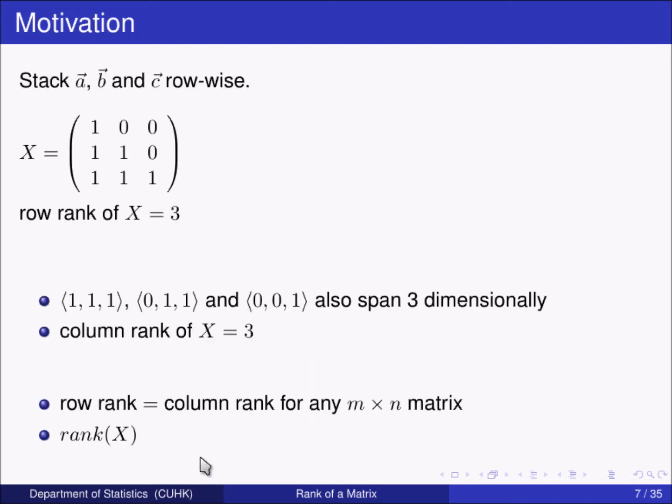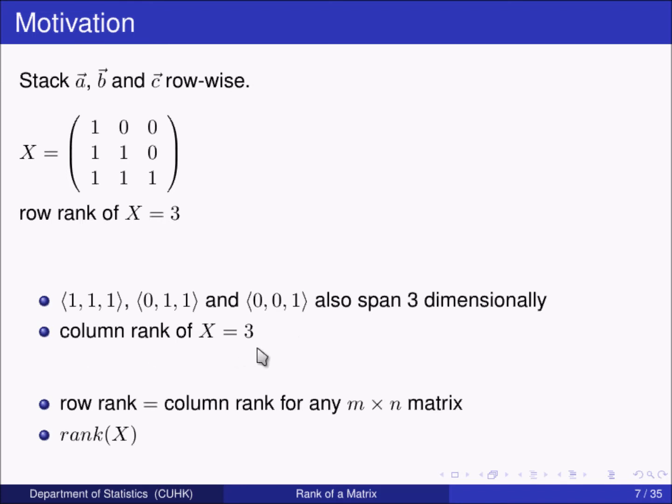When we align the three vectors to form a 3 by 3 matrix X, for instance by row, the maximum dimension the row vectors can span is equivalent to what we call the row rank of X. So if X is equal to this matrix, the row rank of X is equal to 3. Column rank is a similar thing, except it represents the maximum dimension the column vectors can span. We can see that 1, 1, 1, 0, 1, 1, and 0, 0, 1 also span a 3D space, because none of them can be expressed by the other vectors. Therefore, the column rank of X is equal to 3.